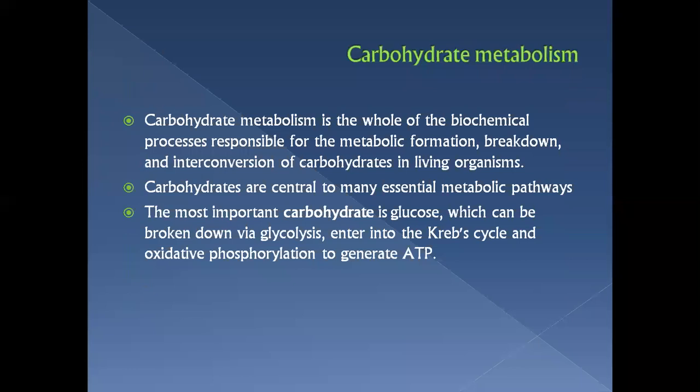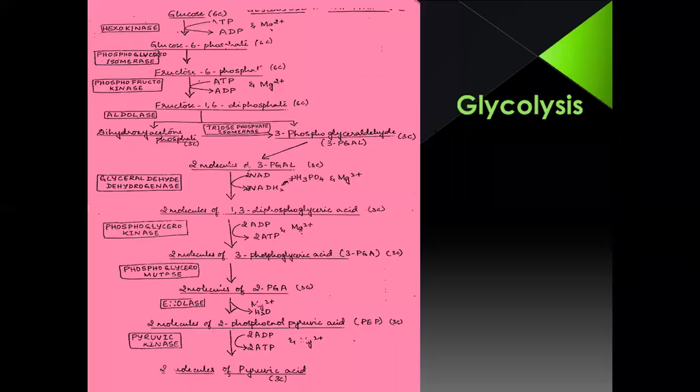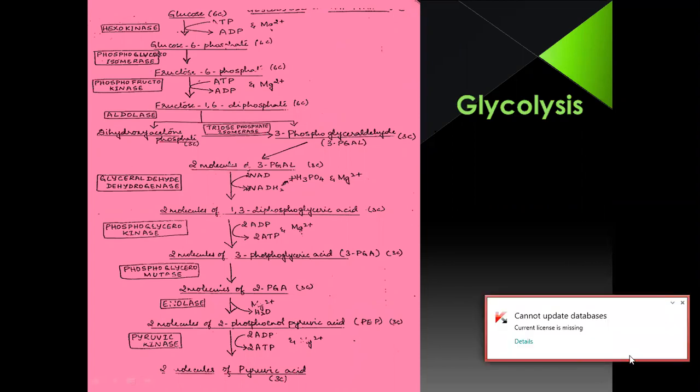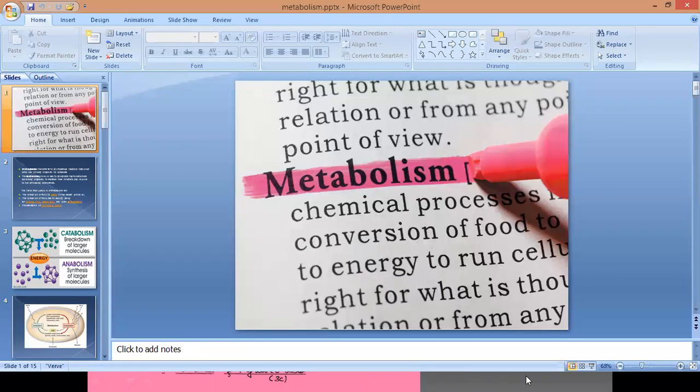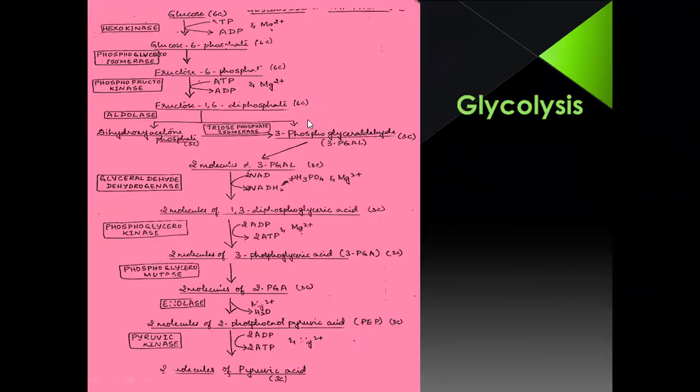We also discussed the many metabolism processes that are taking place in the human body, and we discussed the carbohydrate metabolism, where glucose is the main reactant which undergoes a series of reactions, that is a metabolic pathway, which in turn results in the formation of two molecules of pyruvic acid.